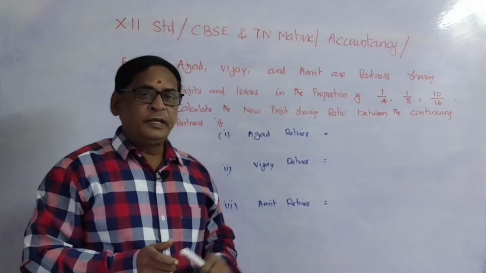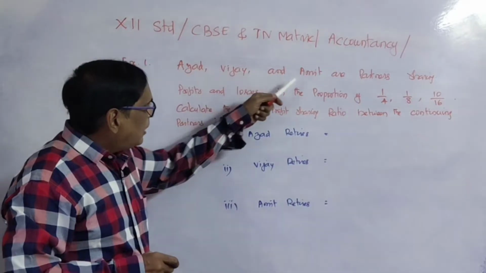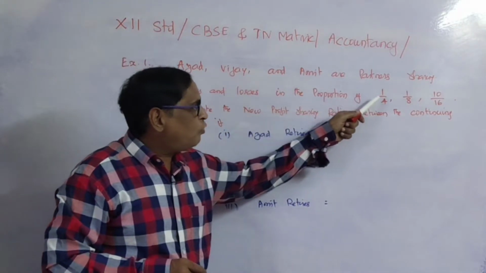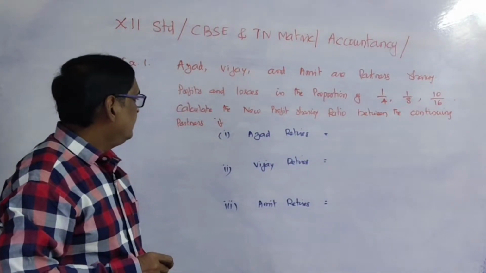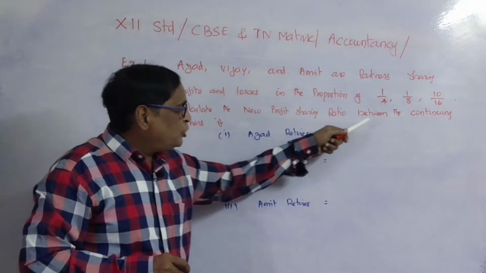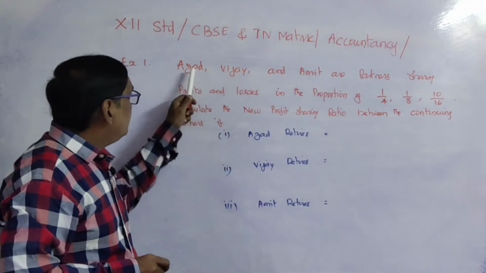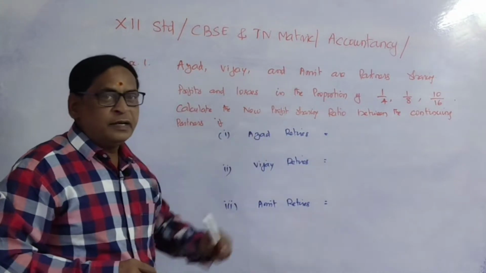Understand? In another example, Azad, Vijay and Amit are partners sharing profits and losses in the proportion of 1/4, 1/8, 10/16. Calculate the new profit sharing ratio between the continuing partners if Azad retires, if Vijay retires, if Amit retires.